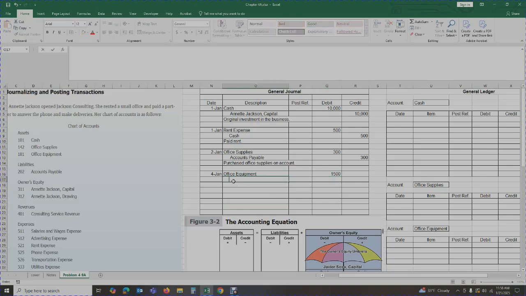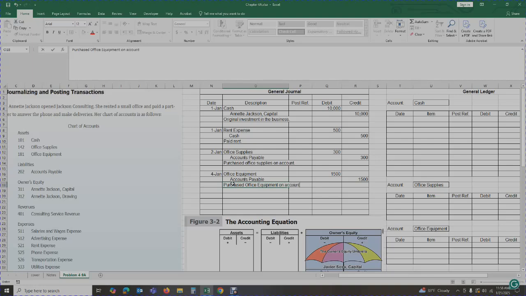Now, I paid this on account. Remember, anytime you hear the words on account, it's a liability. The only liability we have is accounts payable, which is listed on your chart of accounts. So my liability has increased. Now I owe more money. Because my liability increased, I am going to credit it $1,500. So on January the 4th, you purchased office equipment on account.